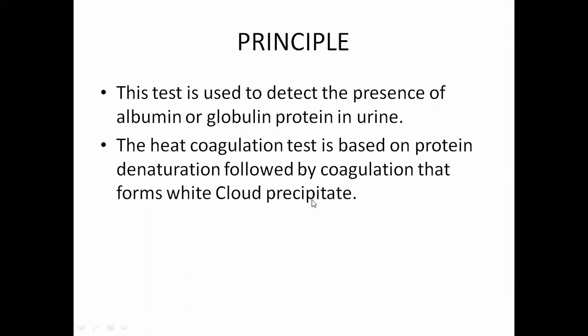So we will take a few mLs of the unknown sample solution, and we will add some amount of acetic acid, and we will heat the solution. If protein is present in the solution, the protein will coagulate. The protein will be denatured, and it will form a white precipitate. This is the principle of this heat and acetic acid test. We will apply heat and we will add acetic acid.